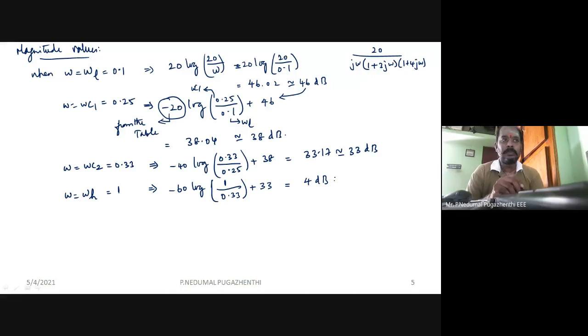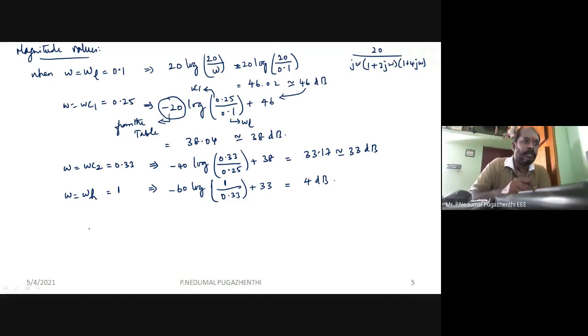Any doubts in this particular slide? How to choose this slope value? How to put your omega? How to choose your values? Any point I should repeat? Everybody in the class, please tell me. No doubts. Right. Fine.